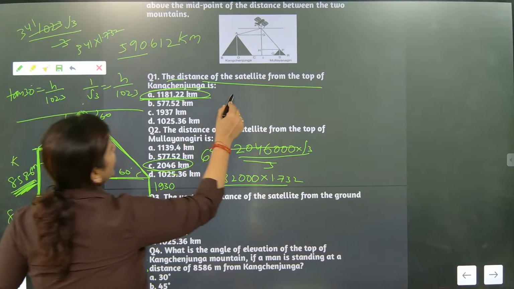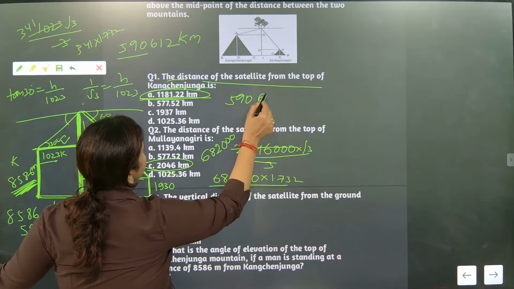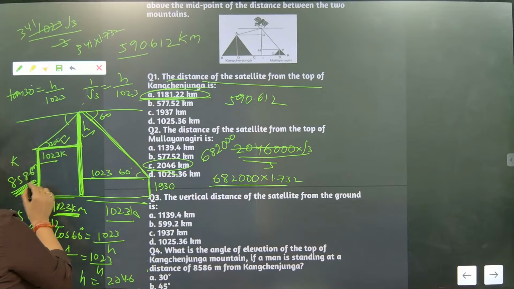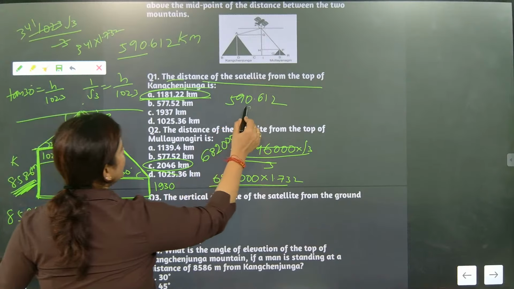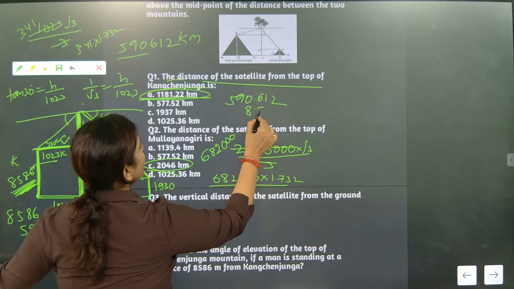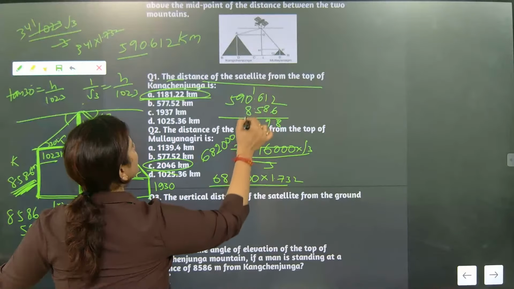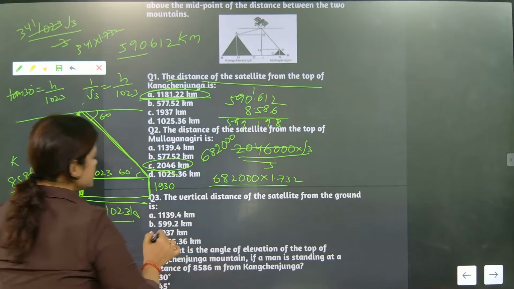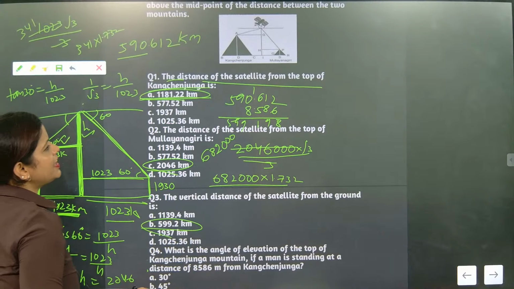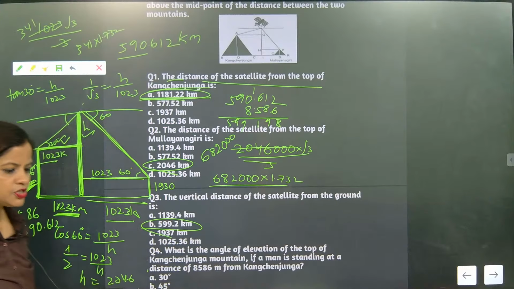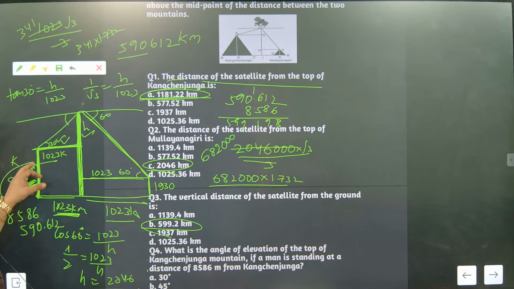So here it is 590.612, and this in kilometer means it will come like this, 8 point. So definitely it will come 8.586. So the answer will come as B, 599.2. Understood? Because this one is given in meter. Converting this in kilometer will come 8.5 kilometer.